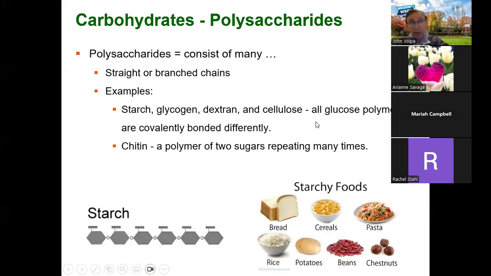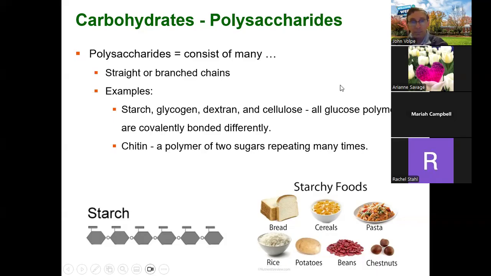All right, let's talk about the polysaccharides. Polysaccharides consist of many monosaccharides or simple sugars. You can have straight or branched chains in a polysaccharide. Some examples of polysaccharide include starch, glycogen, cellulose. All of these, starch, glycogen, and cellulose, are simply chains of glucose linked together, one after the other, to form either the starch, the glycogen, or the cellulose. There's also chitin, but we're not going to talk about it.